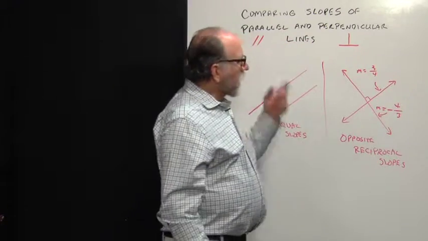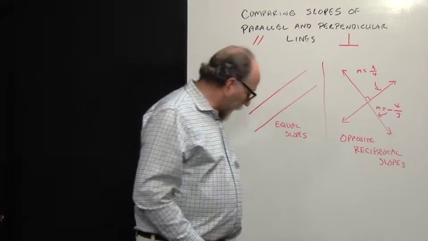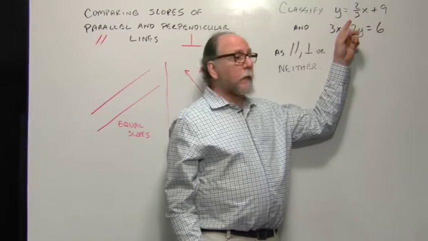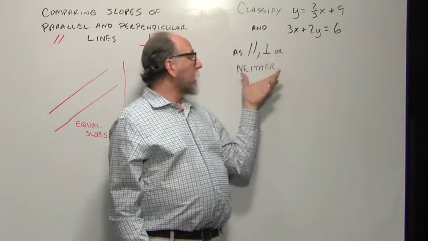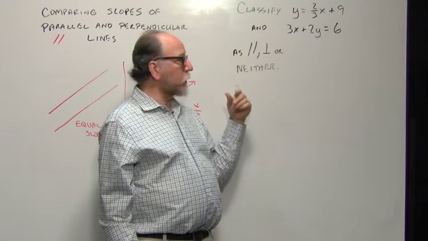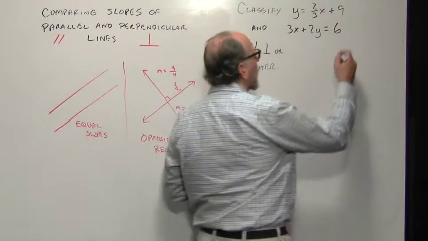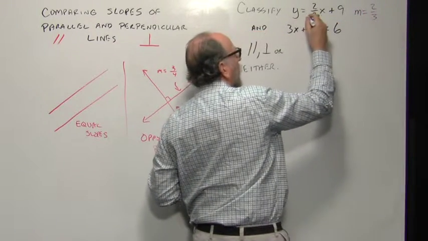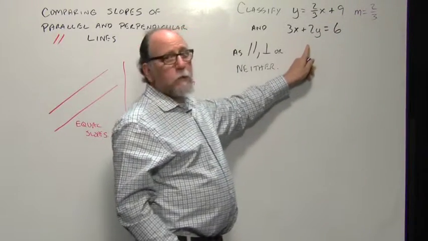So, let's apply this understanding now to a question you might have to answer yourself. Here's an example. Classify these two lines, y equals 2/3 x plus 9 and 3x plus 2y equals 6, as parallel, perpendicular, or neither. You can see I use those symbols for those words. So we can tell the slope of this one. It is 2/3 because it's in y equals mx plus b and it's the m value. But we can't tell the slope of this one.